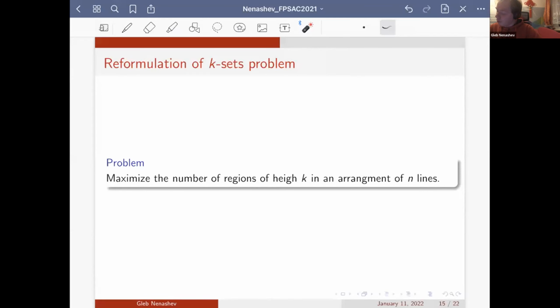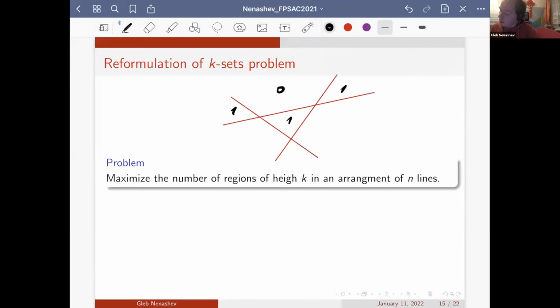And our problem is very related to this problem, because at first, let's consider the dual problem. For the dual problem, instead of n points, we have n lines. For example, here we have n lines. And then we have these regions h. For example, we start here, we have h0. For this, we have 1. For the next, we have 2. And here is 3. And the question: maximize the number of regions hk.